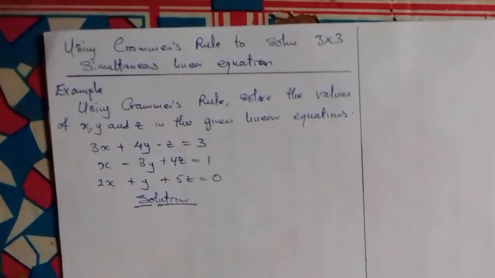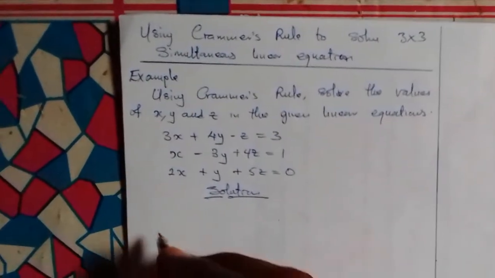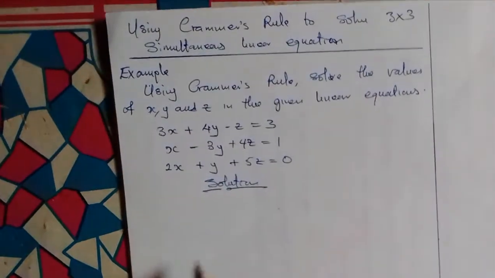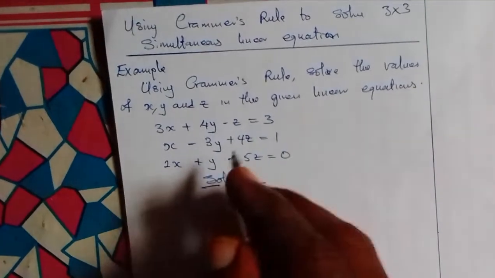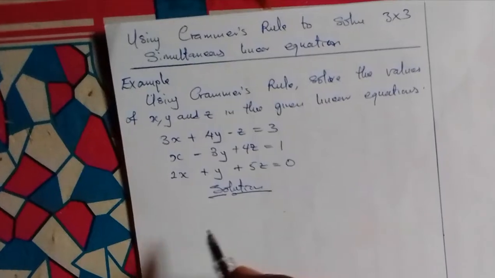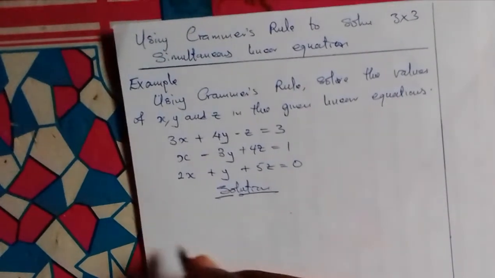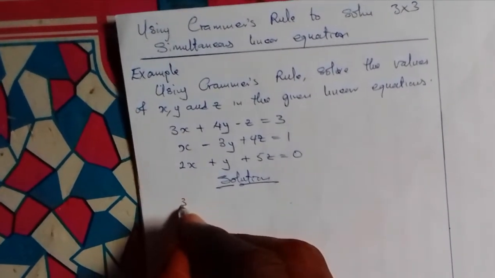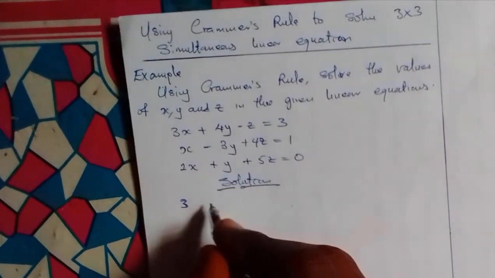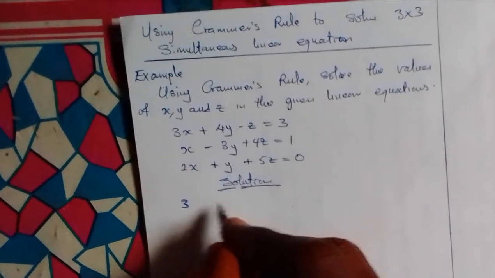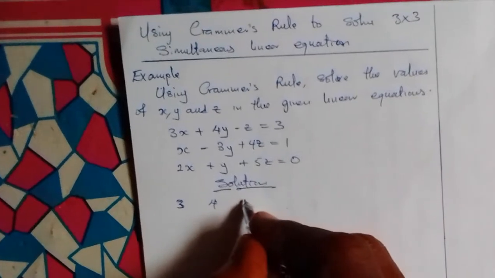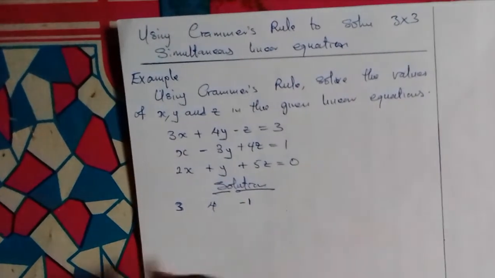So on transforming these equations, this is what we'll do. We all know the form and the shape of a matrix. So instead of writing 3x plus 4y minus z equals 3 and x minus 3y plus 4z equals 1 and 2x plus y plus 5z equals 0, I rather write it this way. I just write the coefficients of those variables, which I have 3, the coefficient of x for the first equation, 4, the coefficient of y for the first equation, and minus 1, the coefficient of z for the first equation.